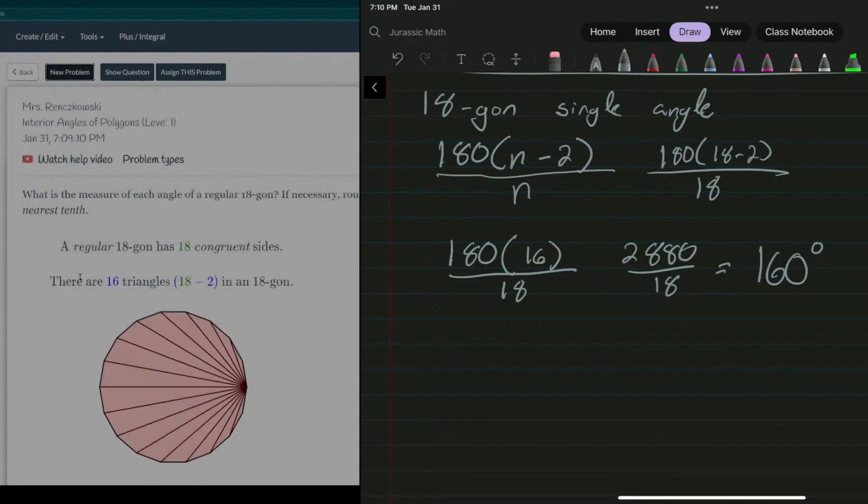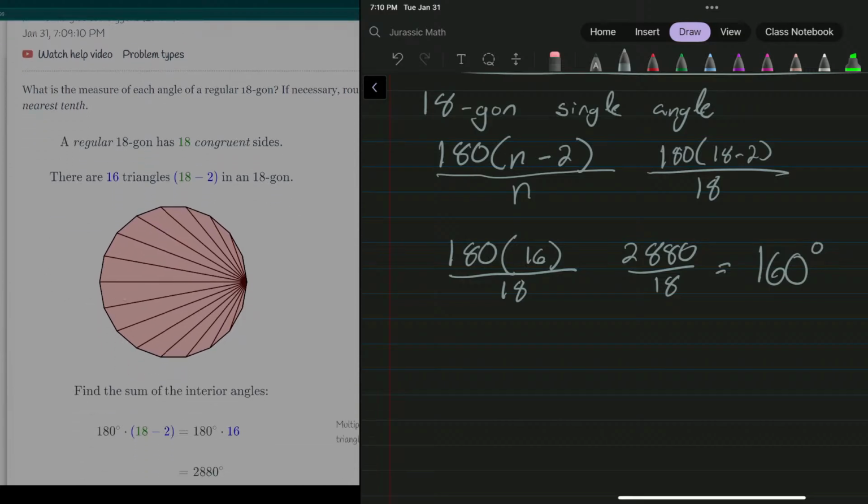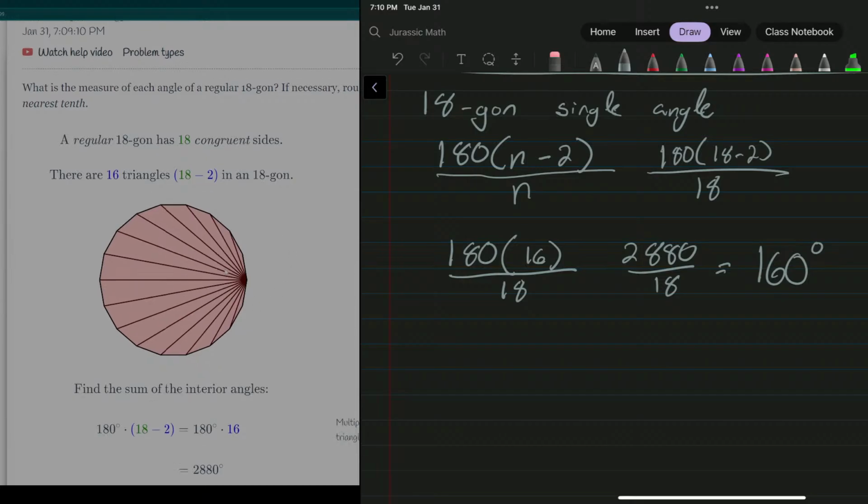And there we go. And the computer, since it's a computer, can draw the picture of an 18-sided shape. That is something I would definitely not recommend.